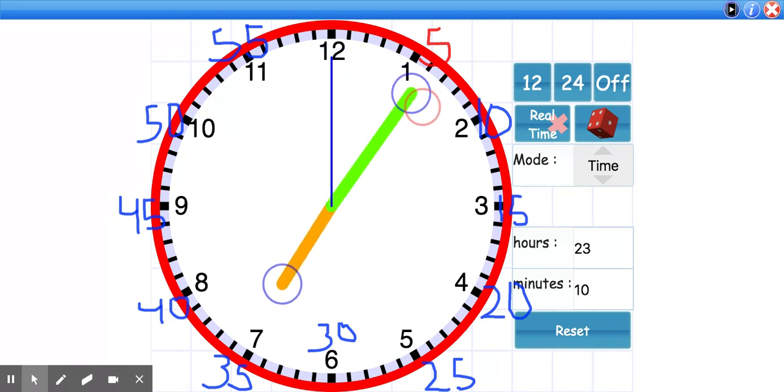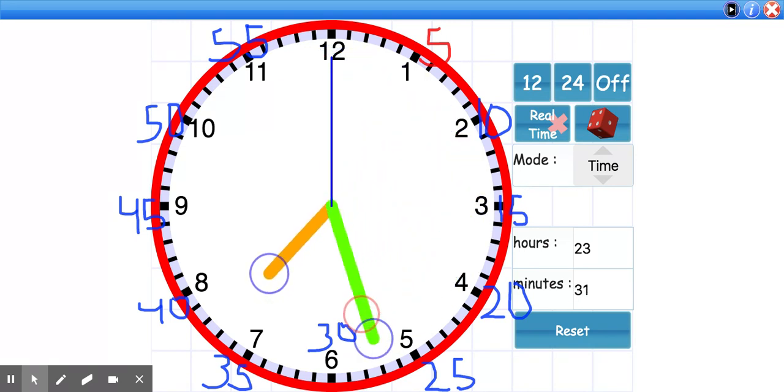Now, if I take my minute hand and I move it like that, now you see my hour hand is halfway between the 7 and the 8. It is no longer just pointing at the 7 because my minute hand has gone halfway around the clock. And so now it is 7. What number is this? 30. So it is now 7:30.